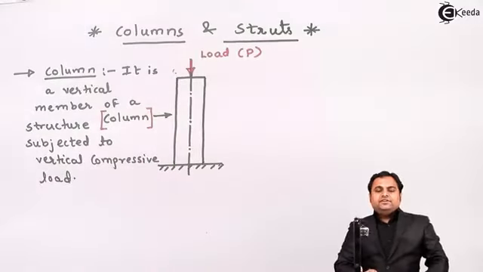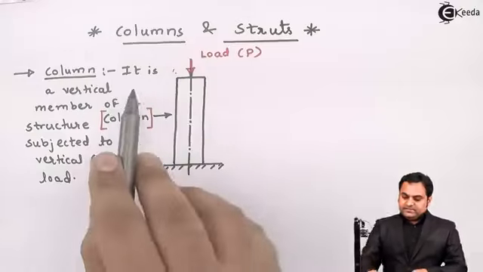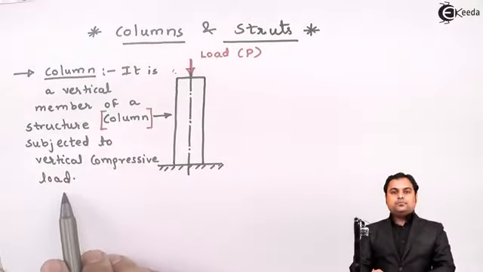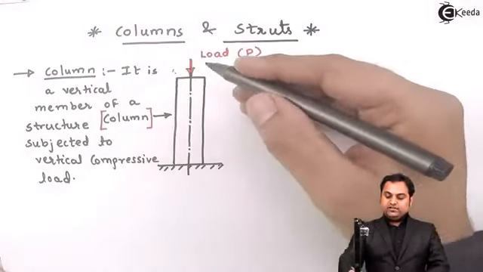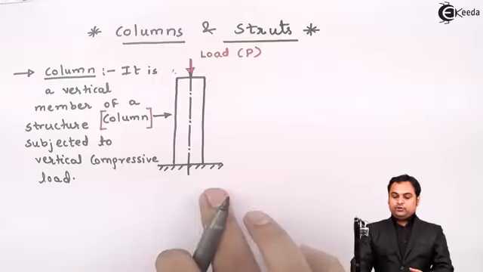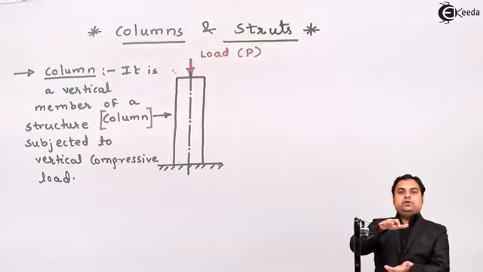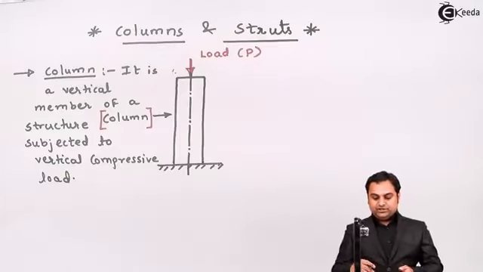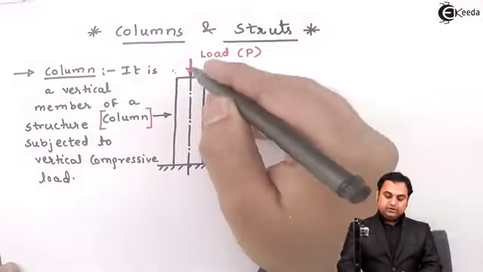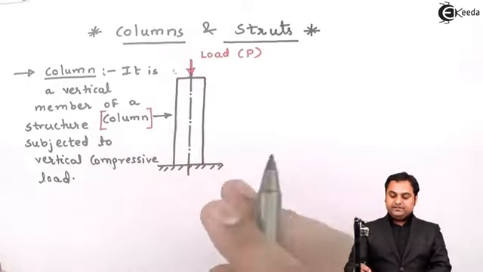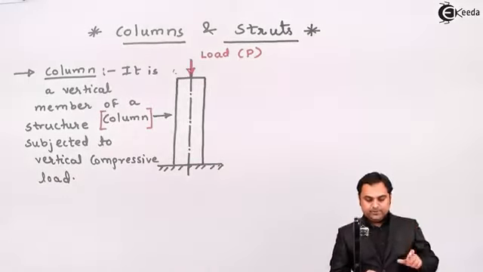So here I have written the definition of column, that it is a vertical member of a structure subjected to vertical compressive load. Here if we see, the load is acting in the downward direction, the column is fixed to the ground at the bottom, so there is compressive load acting on the column. And suppose here I am assuming that the load is passing through the axis of the column, and that will result in the compression of this column.